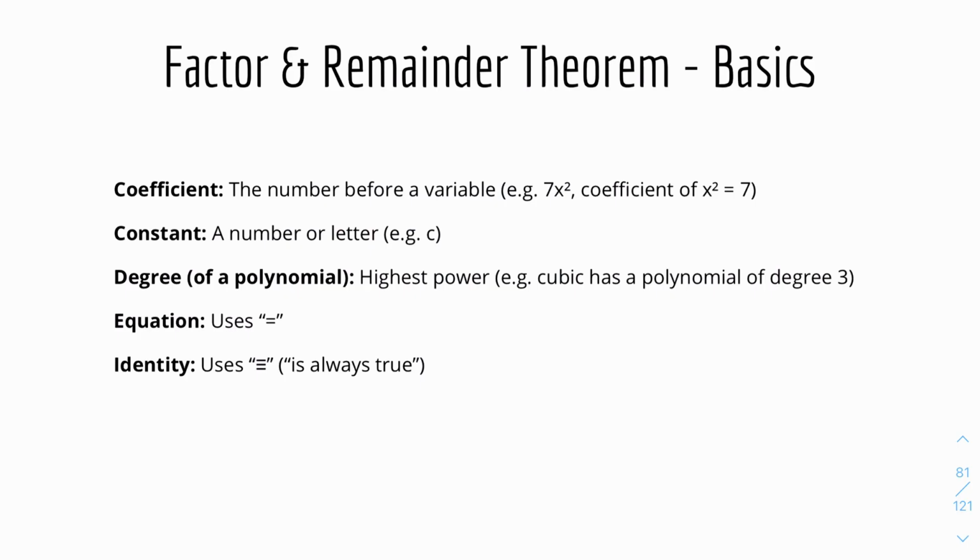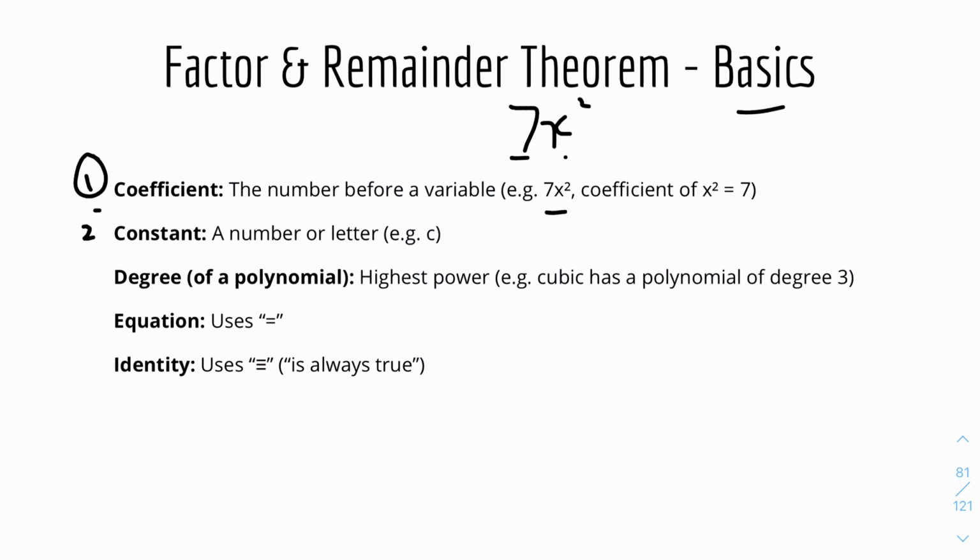And anyways, here are some basics. Number one, we have some key terms. We have number one, coefficient, and it's basically the number before a variable. For example, in 7x squared, the coefficient of x squared is 7, because x squared is a variable and 7 is a constant or a number.